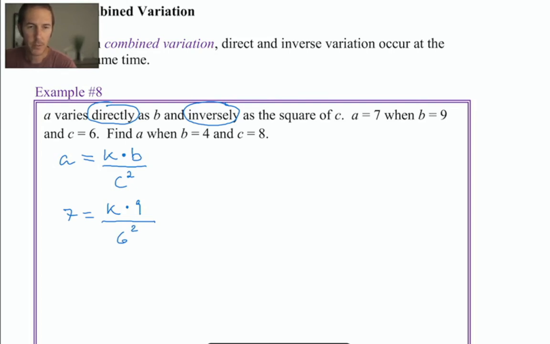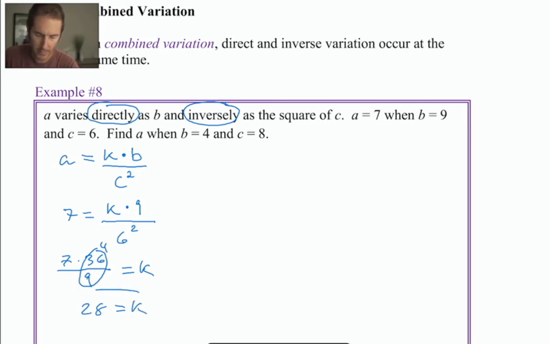Now we could multiply both sides by 36 right away. In fact, let's do that. 7 times 36, and let's divide both sides of our equation by 9 so that we've got k all alone. Now the 36 and the 9 reduce, so I'm going to reduce this to a 4 before I multiply the 7 and the 36. Which is great because now 7 times 4, I can do that in my head. I stink at arithmetic and even I know what that is. It's 28 and that's our k value.